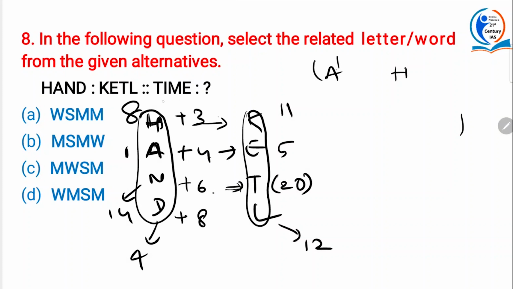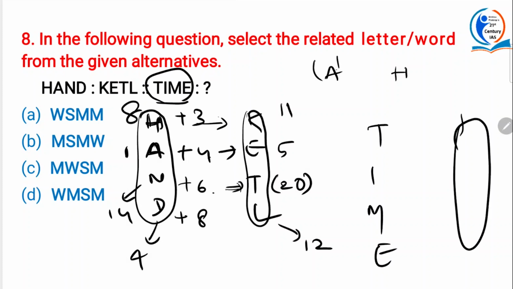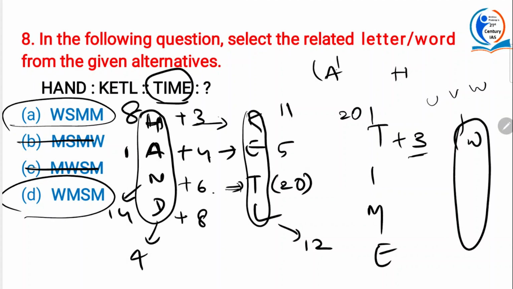All right. So, this time will also get transformed to another word or a sequence using the same logic. All right. So, T is 20. So, plus 3 how much? T, U, V, W. So, T plus 3, you will get W. All right. So, B and C are gone. Okay, you have A and D left over.